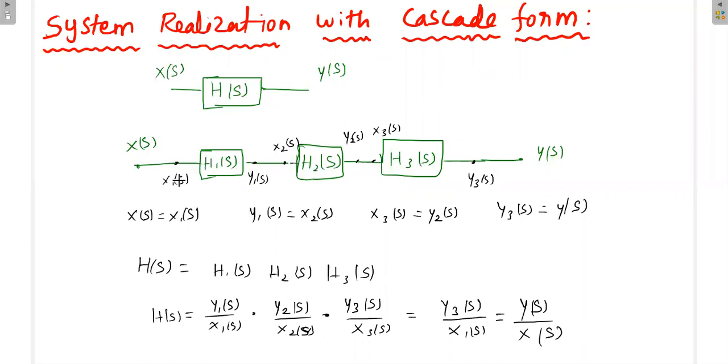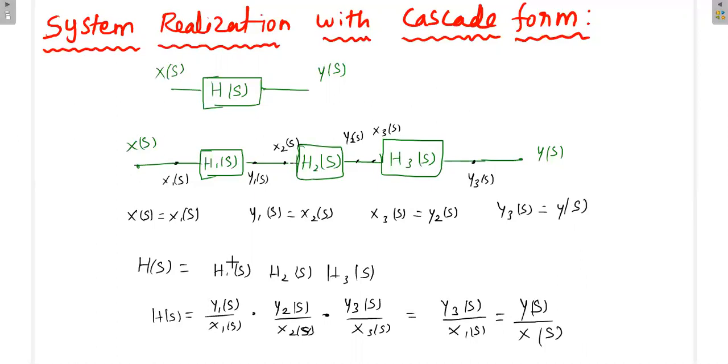Then for the first system, X1(s) is the input, Y1(s) is the output, and for the second system, X2(s) is the input, Y2(s) is the output. For the third system, X3(s) is the input, Y3(s) is the output. But X(s) is the overall main input, and Y(s) is the overall output. X(s) is the same as X1(s), Y1(s) is the same as X2(s), Y2(s) is the same as X3(s), and Y3(s) is the same as Y(s). The overall transfer function H(s) is equal to H1(s), H2, and H3.